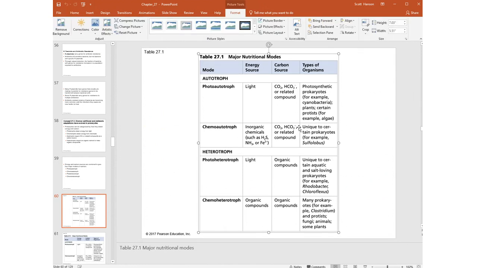The chemoautotrophs, this type of nutrition is unique to certain prokaryotes, and we'll talk about those a little later. The photoheterotrophs are certain aquatic salt-loving prokaryotes. And for chemoheterotrophs, there are a lot of prokaryotes that are chemoheterotrophs. For example, some protists, and then the fungi, animals, and some plants are chemoheterotrophs.